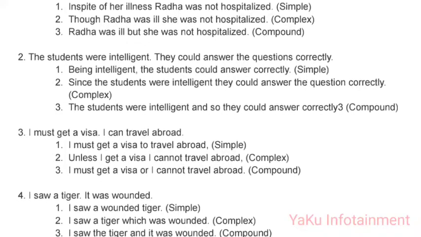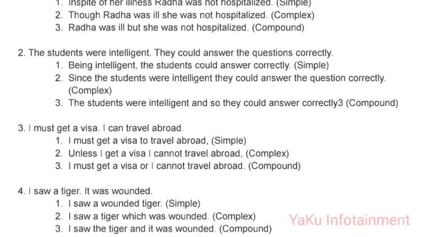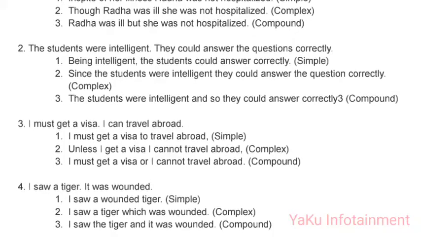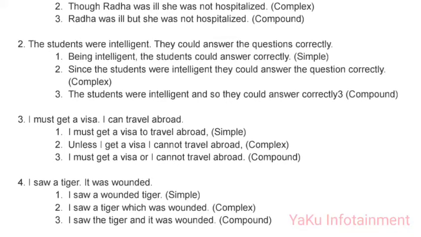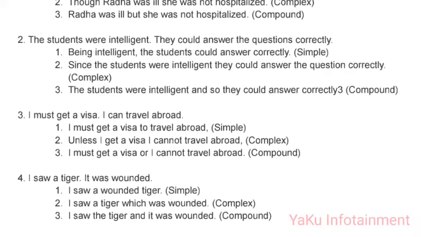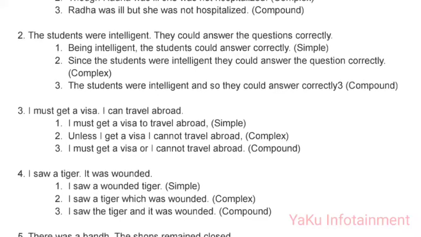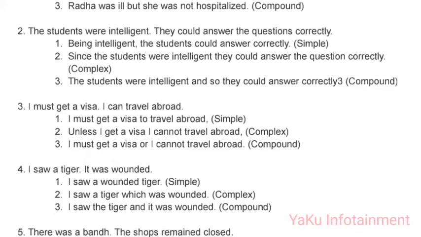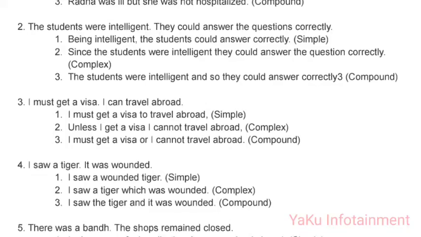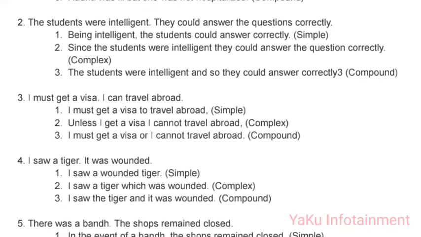3. I must get a visa. I can travel abroad. Simple. I must get a visa to travel abroad. Complex. Unless I get a visa, I cannot travel abroad. Compound. I must get a visa or I cannot travel abroad.